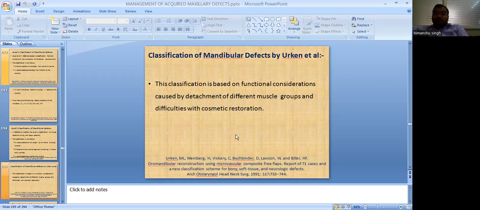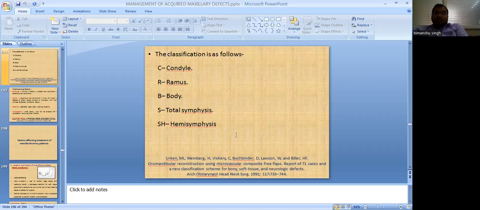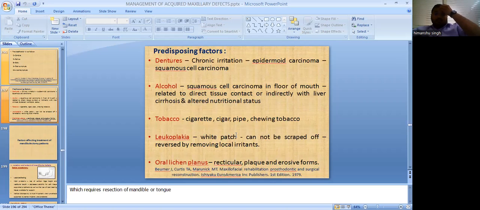Classification of mandibular defects by Arkan et al. This classification is based on functional considerations caused by detachment of different muscle groups and difficulties with cosmetic restoration. The classification is as follows. C. Condyle, R is for ramus, B for body, S for total symphysis, and SH for hemisymphysis.